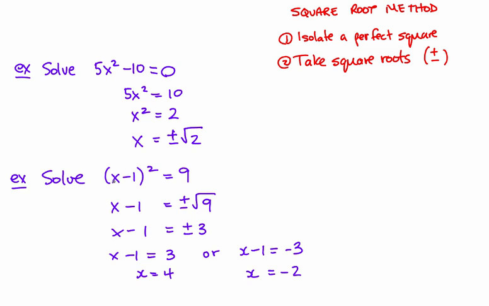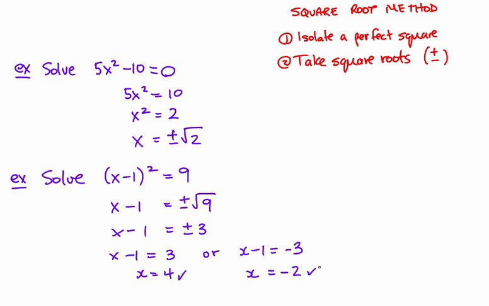And you can always go back and check that this is true. 4 substituted back into the original equation, take away 1 is 3, and 3 squared is 9, and negative 2 take away 1 is negative 3 squared is also 9. So both of these solutions check to be real solutions.